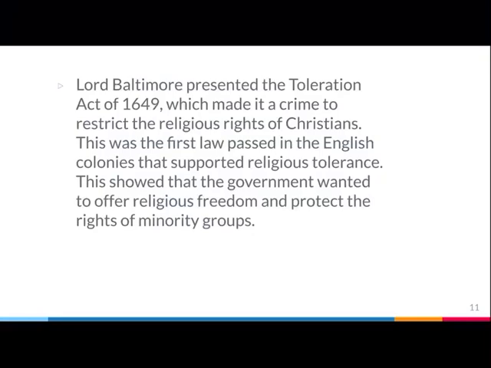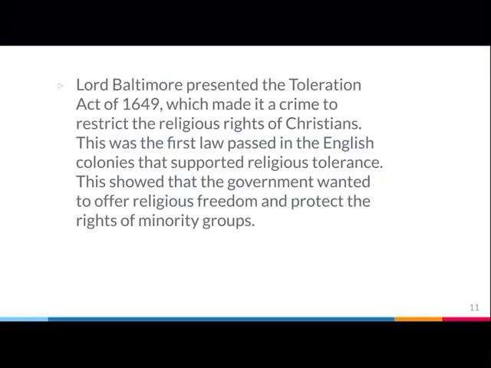So we have Lord Baltimore. George Calvert, or his son, presented the Toleration Act of 1649. This act made it a crime to restrict the religious rights of Christians, right? So it was a crime to restrict the rights of anyone of the Christian faith.